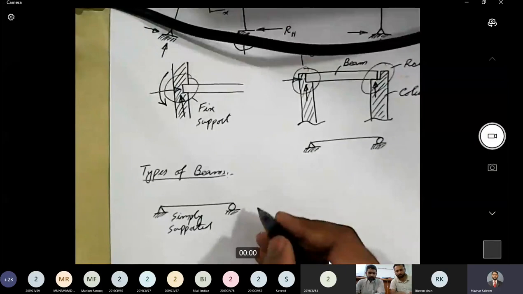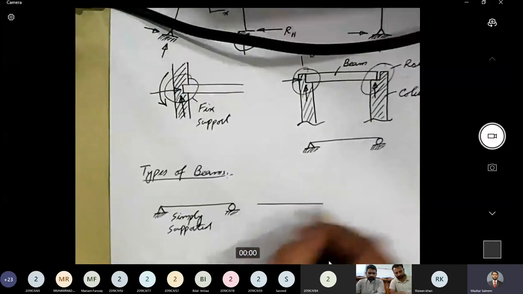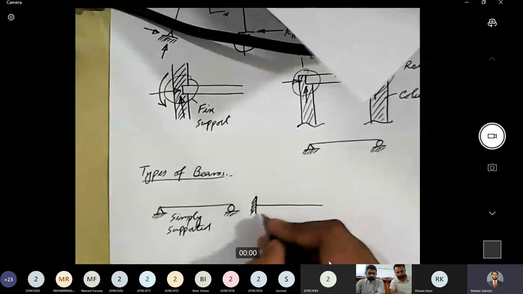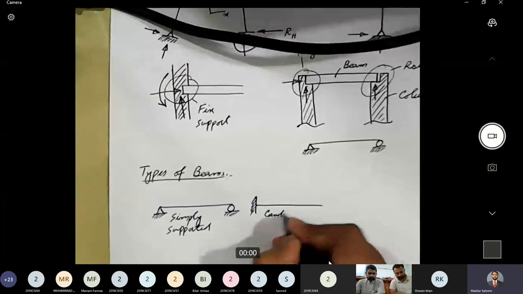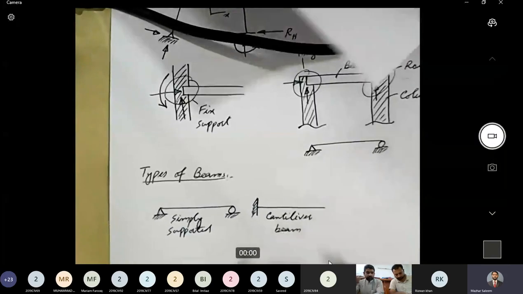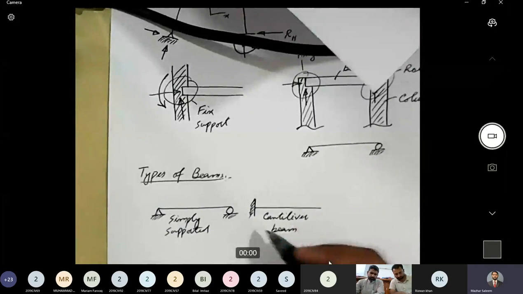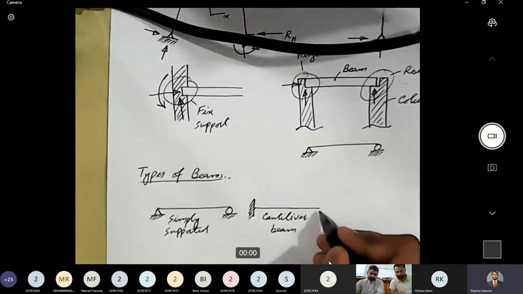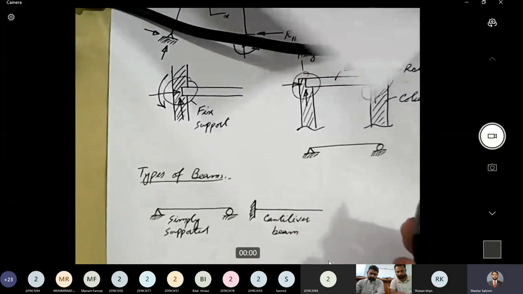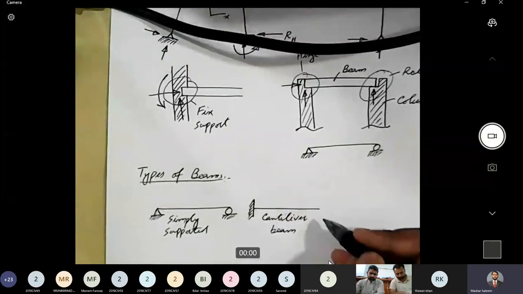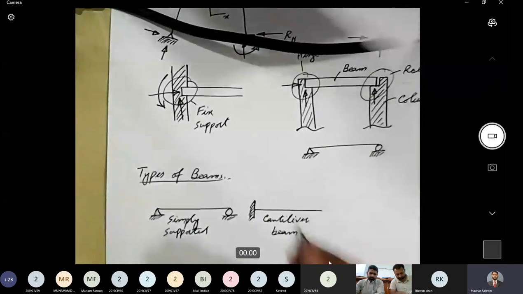Okay, then we have another type, and that's termed as a cantilever beam. Now, what is a cantilever beam? A cantilever beam has a fixed support. One support is fixed and the other end is free. So we have a beam that has one support as fixed and the other end free. This type of beam is termed as a cantilever beam.